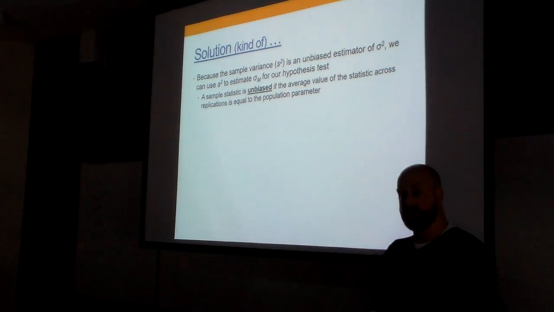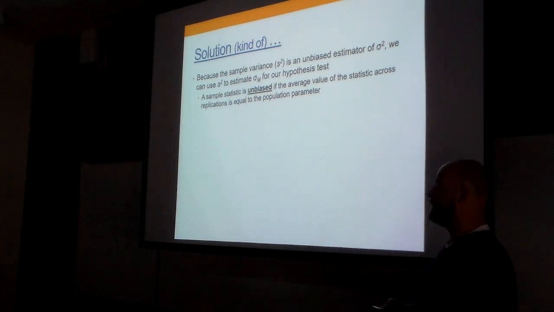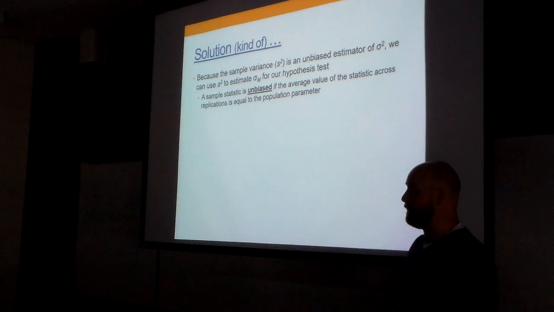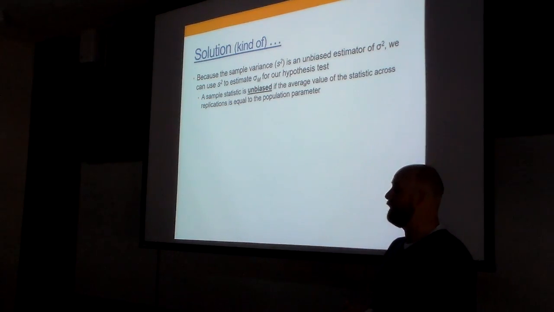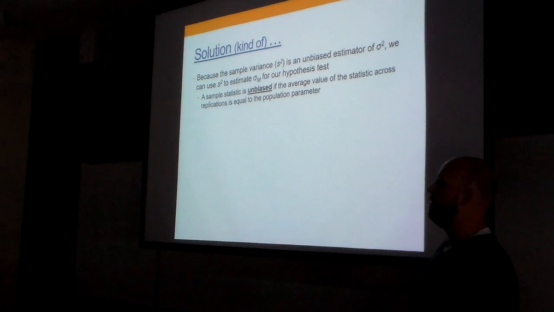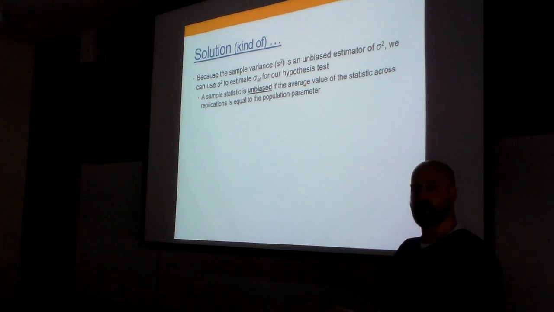So the issue with the z-test is that we can't run it unless we know the population mean and the population standard deviation. We often don't know what the population standard deviation is, and that's a problem. But what we can do is take our sample standard deviation or sample variance, and because that's an unbiased estimator of the population variance, we can substitute that in to calculate our standard errors.